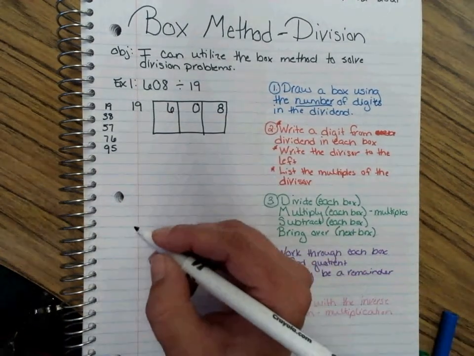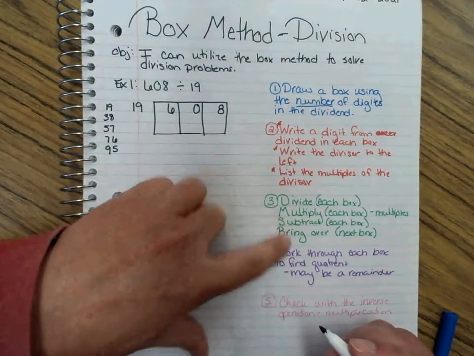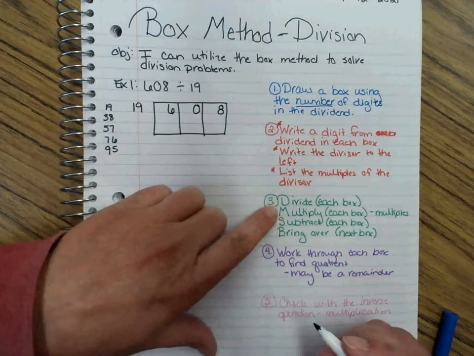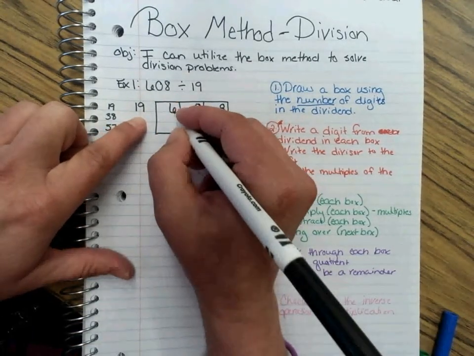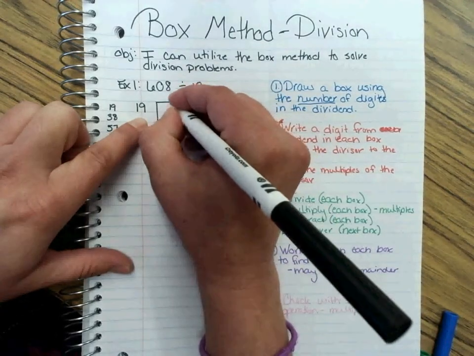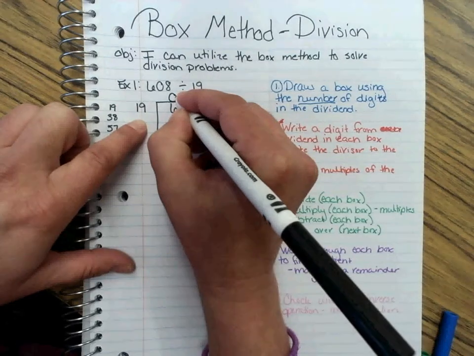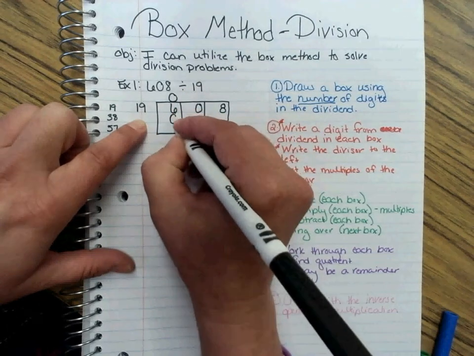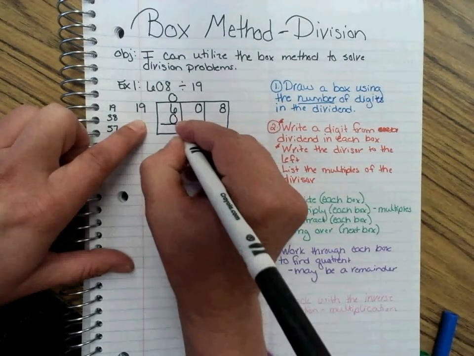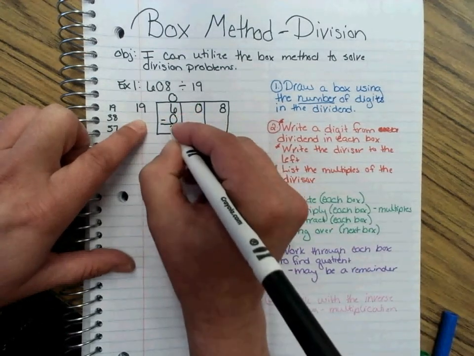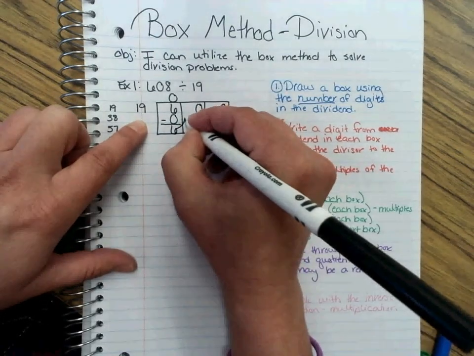Now the other piece of this, I have to find my first digit. So I'm at step 3. I'm going to spend a long time in step 3 and 4. Okay, so divide. So 6 divided by 19. Well guys, I can't do it, so I'm going to put a 0 up here. So now I multiply. 19 times 0 is 0. Okay, now I've got to subtract. So I'm going to put my subtraction. 6 minus 0 is 6. Now I bring over. So I'm going to bring this 6 up and over to this next box.